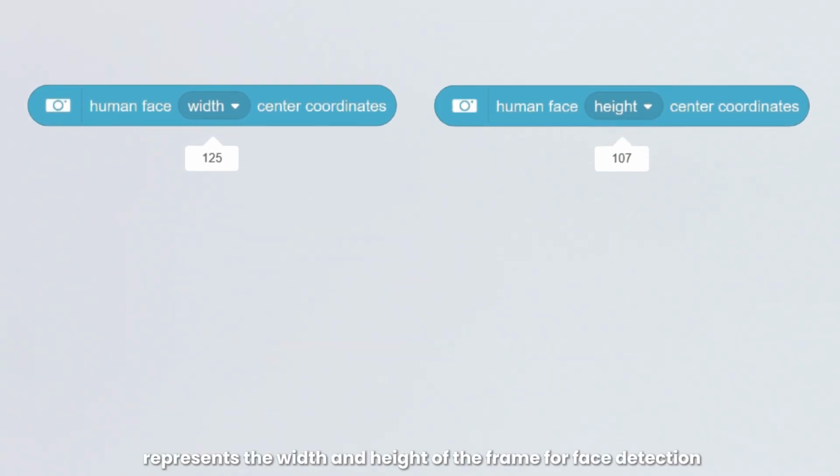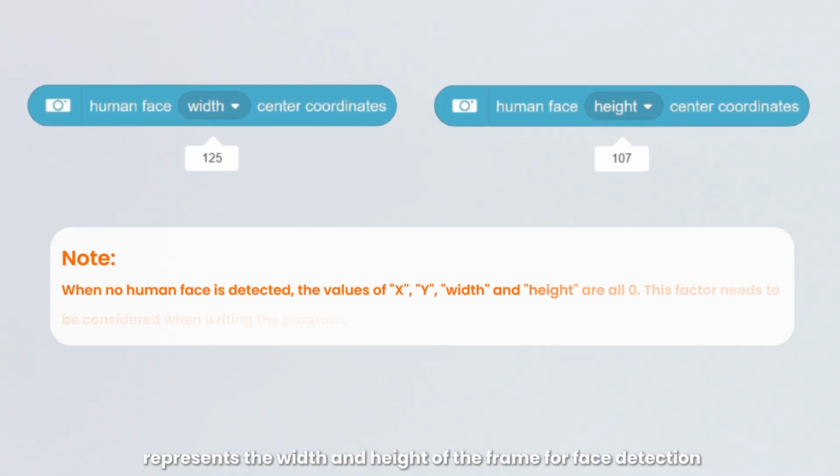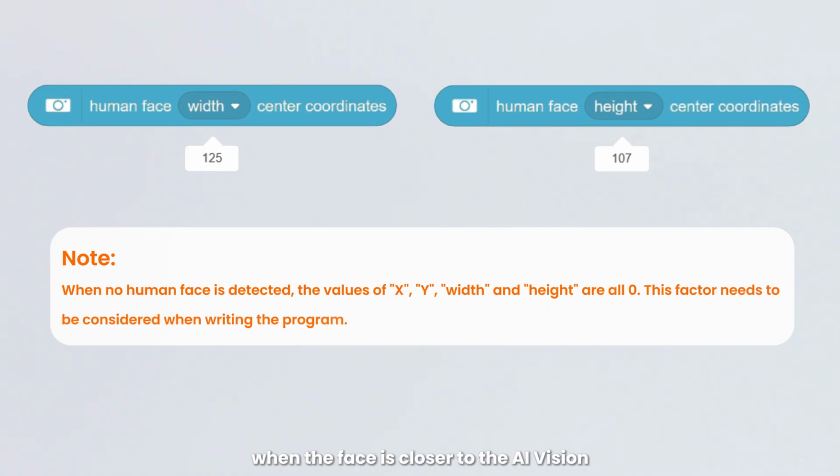Width, height, represents the width and height of the frame for face detection. When the face is closer to the AI vision, the width and height values of the frame will be larger, otherwise, the values will be smaller.